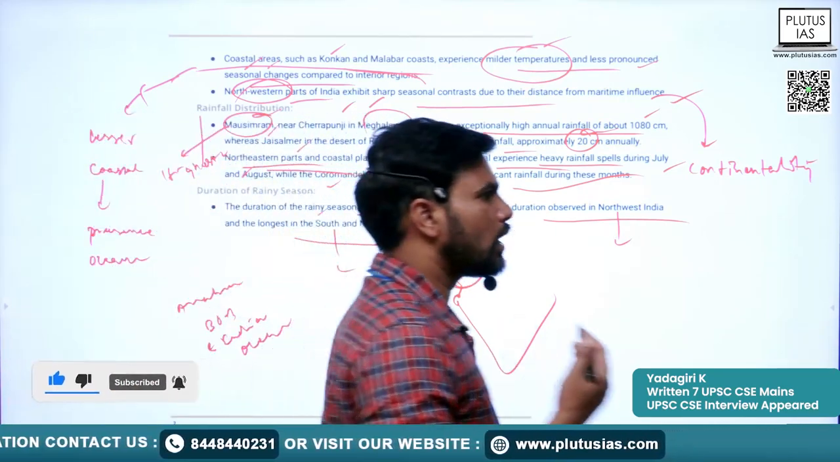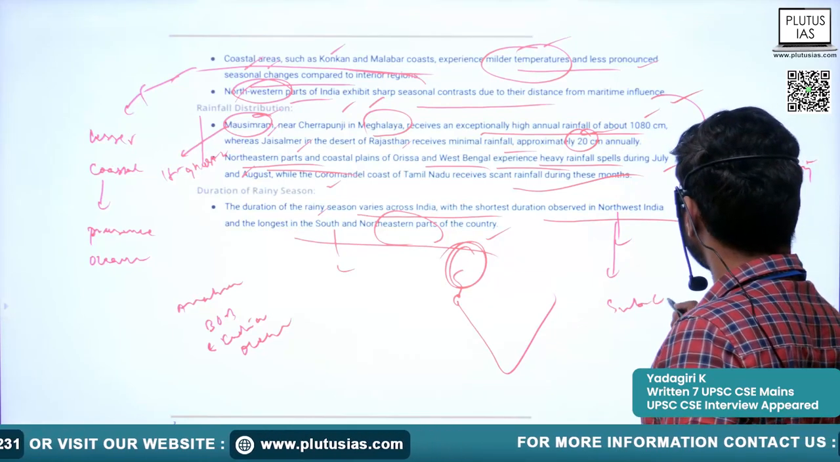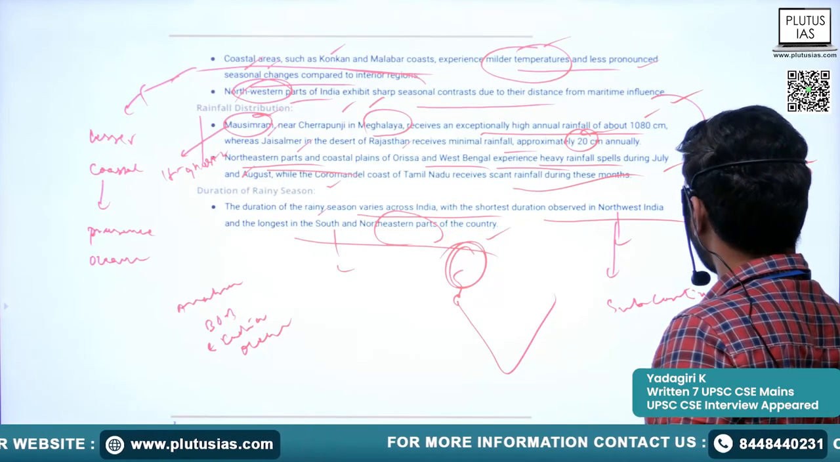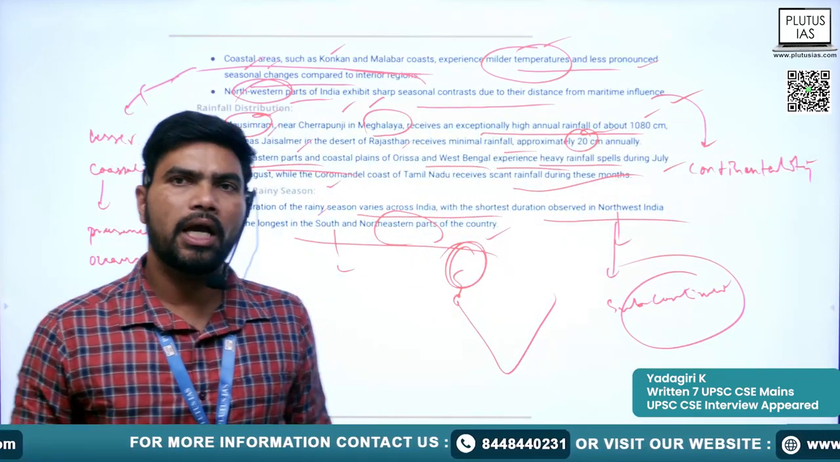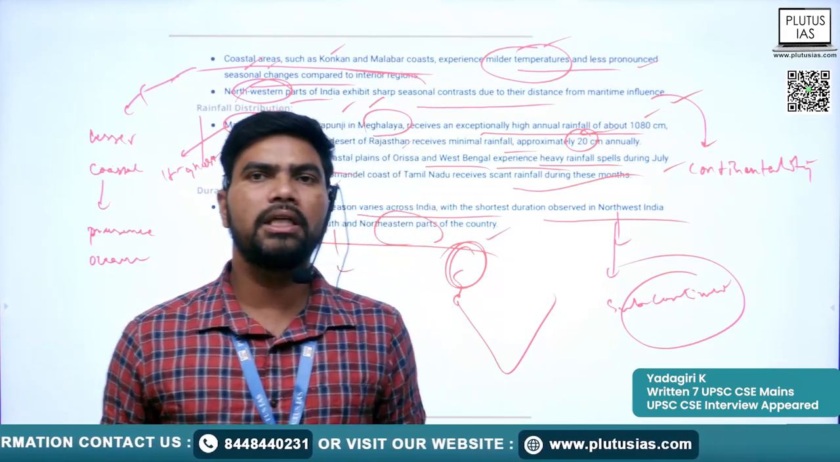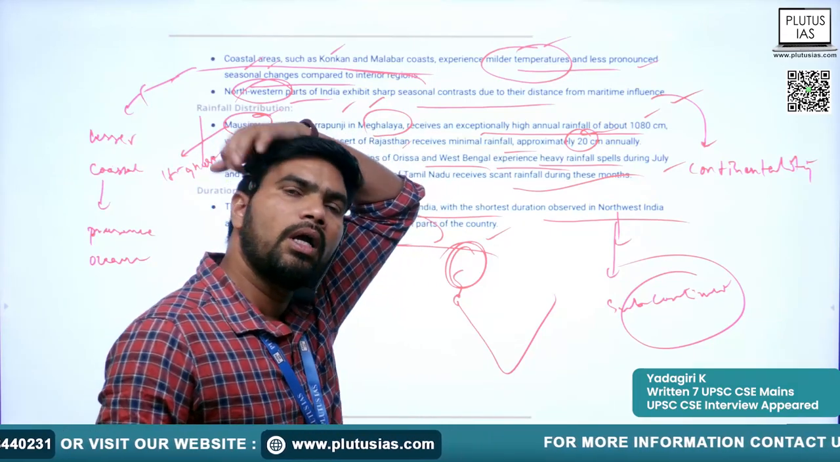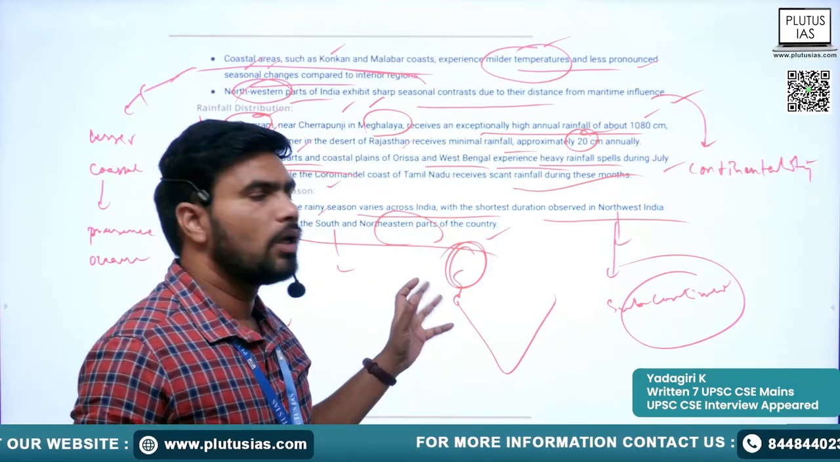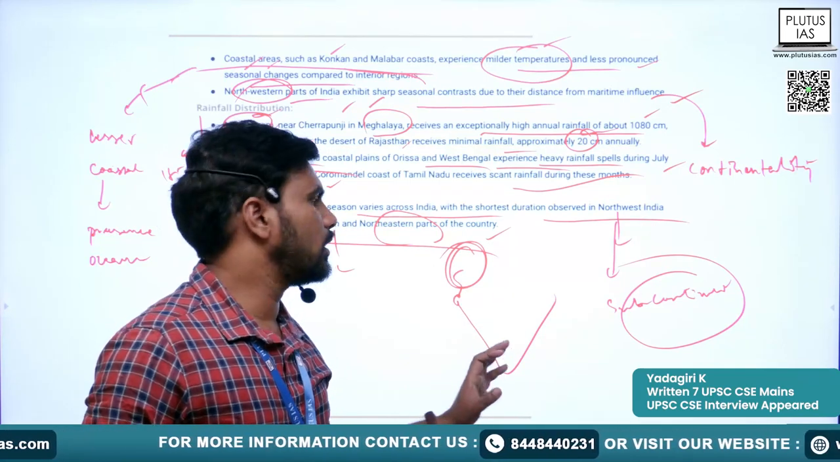A few classes before, we were calling India a subcontinent, because even though it is not an independent continent, it has all the characteristics that we can see in a continent. So the variations in climate are also one of the important factors. Because of this also, India is called a subcontinent.